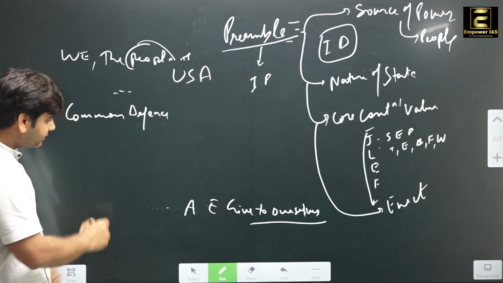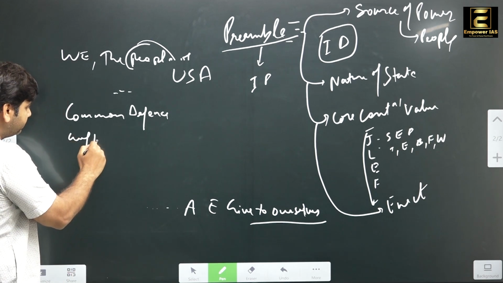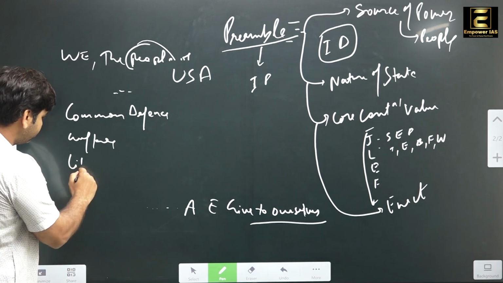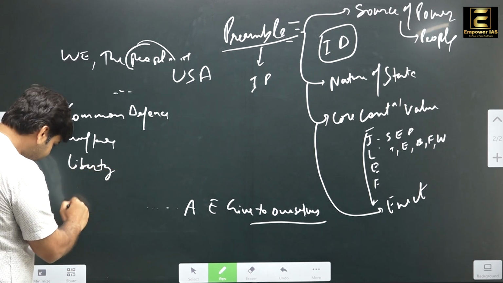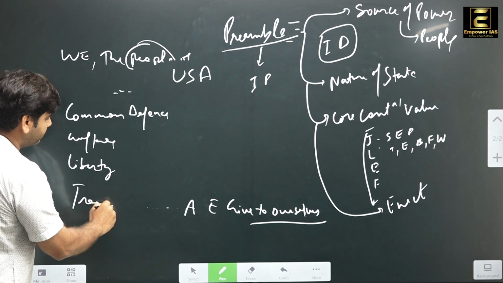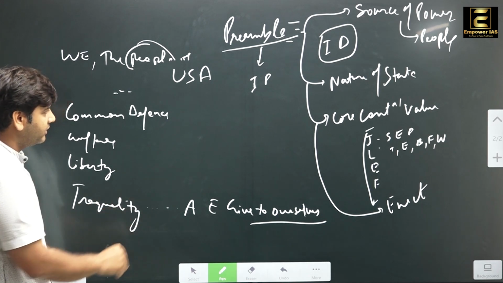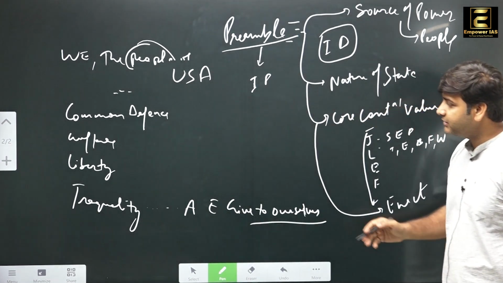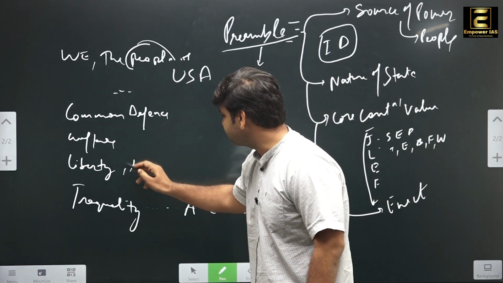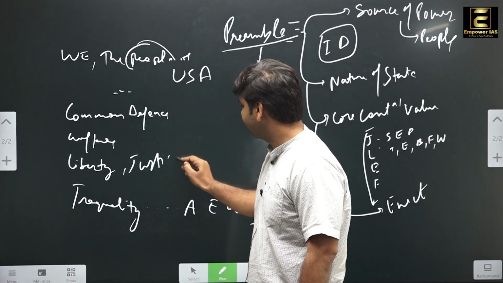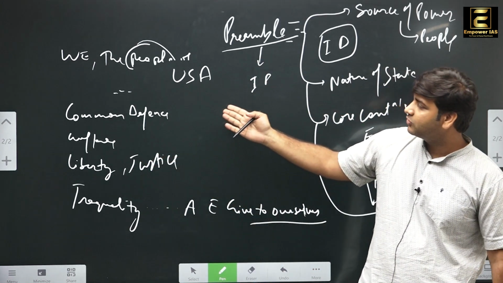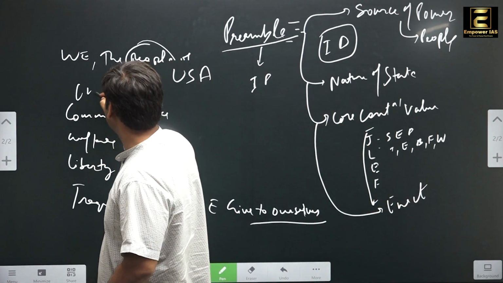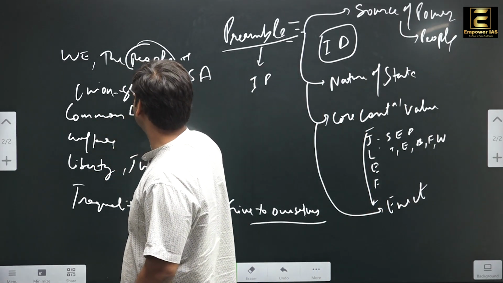Defense of the country, for the welfare of the country, for liberty, for tranquility. These are the things they are mentioning, but they are missing one, and also justice, liberty and justice, welfare, for common defense, and also to make the union stronger.